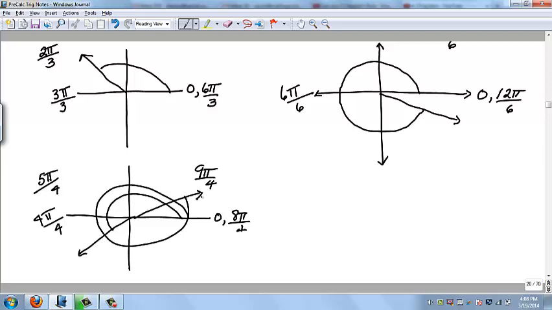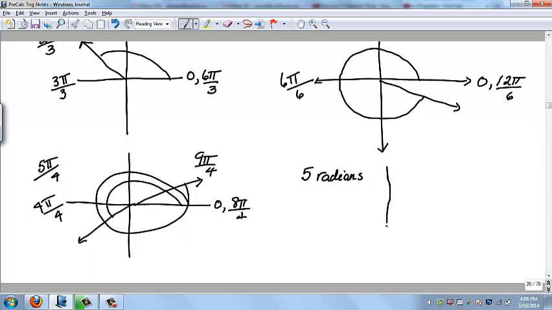All right? But what if I asked you to find where 5 radians is? Where the heck is 5 radians, or just 5? Well, instead of using pi, I say to myself, all right, this is 0. I know this is 3.14 roughly, and this is 6.28 radians. Where's 5? Well, 5 is about here in the 4th quadrant.